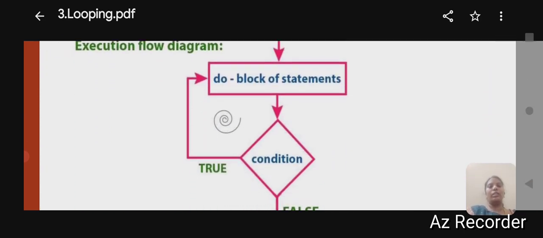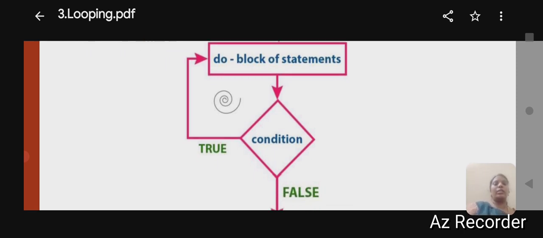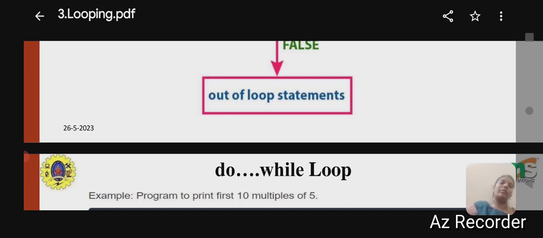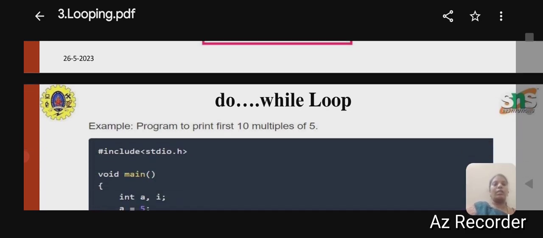The flow diagram for the do while loop: first we have do with a block of statements, then the executable statements, and after that we check the condition. If the condition is true, it again goes back to the do statement and loops. If it is false, we come out of the loop.